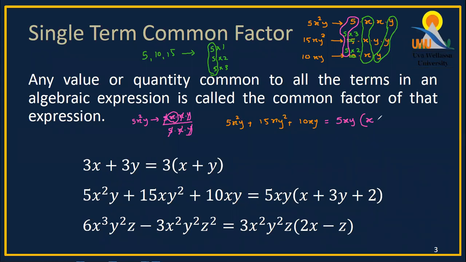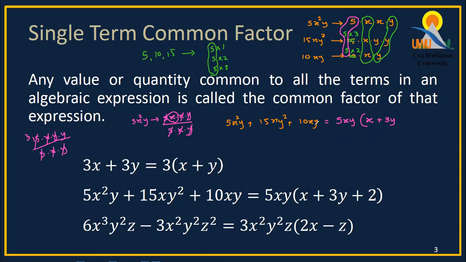Likewise, if you repeat it for the second and third terms, for the second term it is 15 times x times y times y divided by 5 times x times y. Then the common terms will be cancelled out. Then 5 and 15 cancel out to 3. Then here we are getting this as 3 times y.